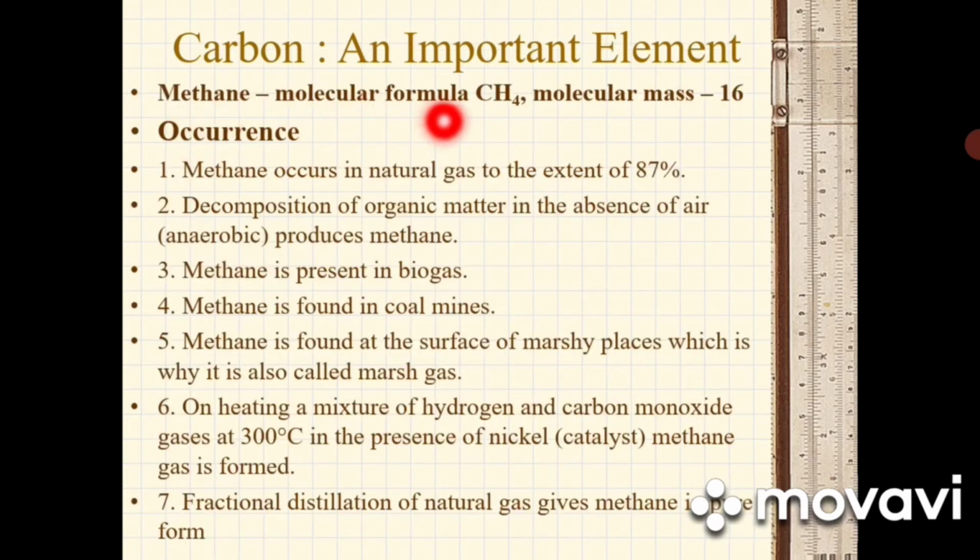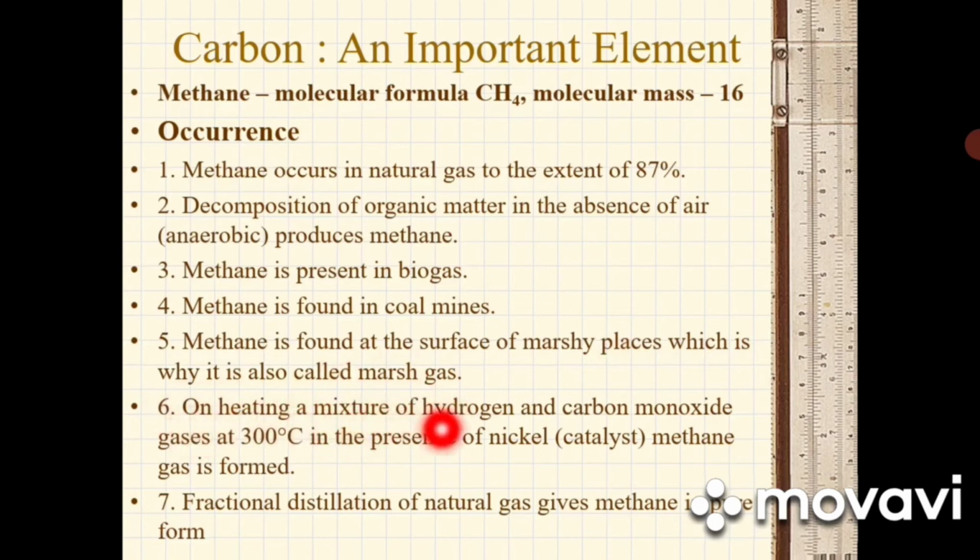Methane, molecular formula CH4, molecular mass 16. Occurrence: methane occurs in natural gas to the extent of 87%. Decomposition of organic matter in the absence of air, anaerobic, produces methane. Methane is present in biogas. Methane is found in coal mines. Methane is found at the surface of marshy places, which is why it is also called marsh gas.